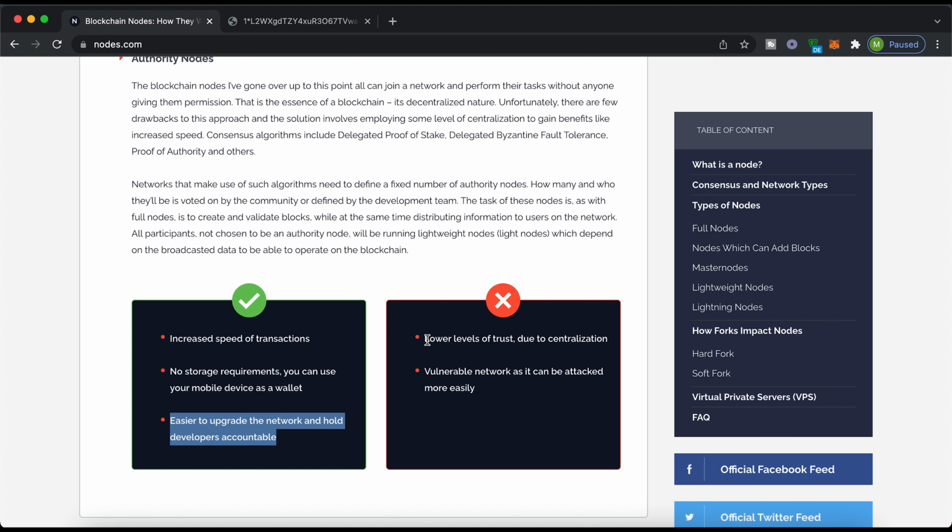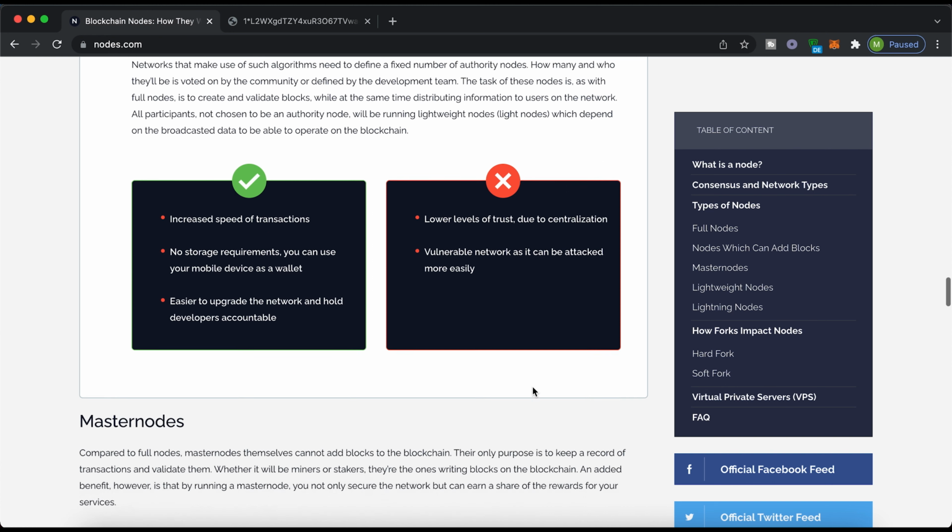The disadvantage is lower levels of trust due to centralization, and a vulnerable network as it could be attacked more easily. Since it's more centralized, they could all come together and agree on a plan, and the other people in the network who aren't authority nodes have no say in the matter. They're also more susceptible to hackers and attacks because there's only a few and people know who they are, and yeah, that's just what it is.